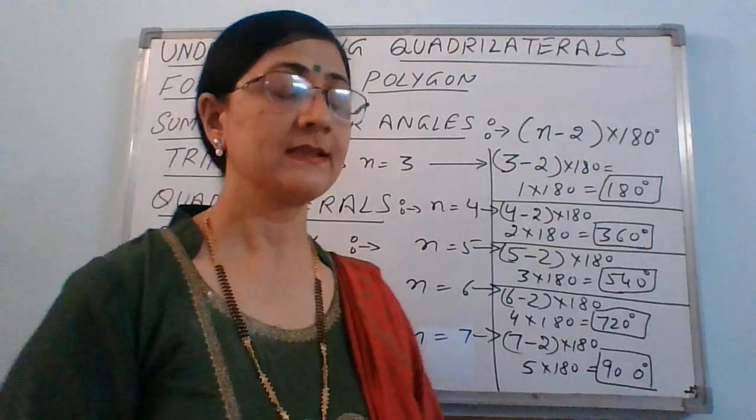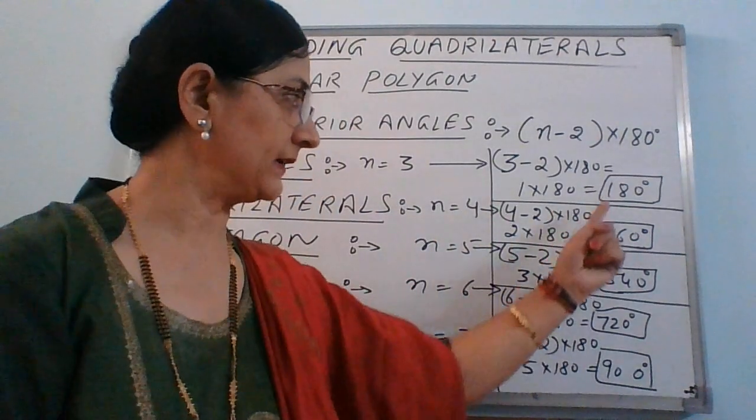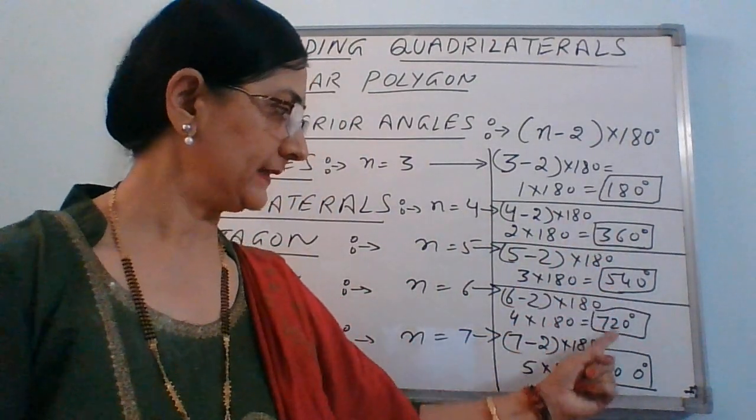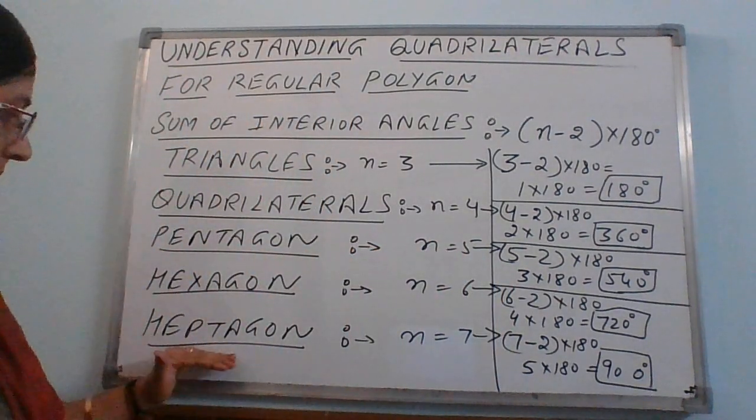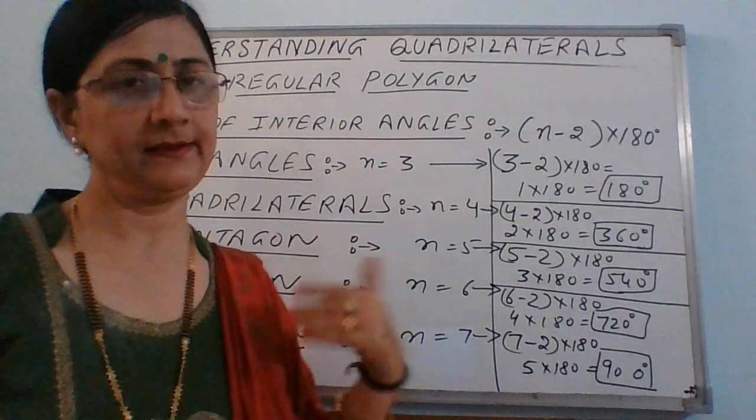So these are the sum of interior angles of triangle, quadrilateral, pentagon, hexagon and heptagon, right? I hope this topic is clear. You can find out for octagon, nonagon and decagon also.